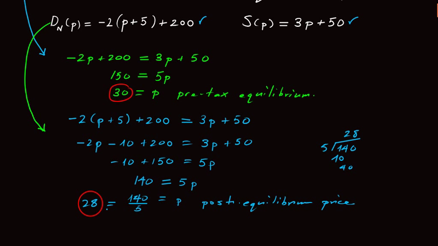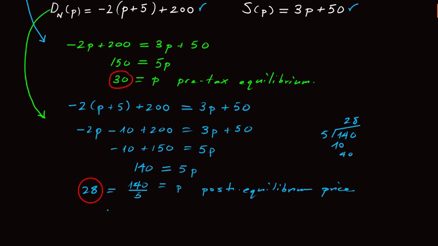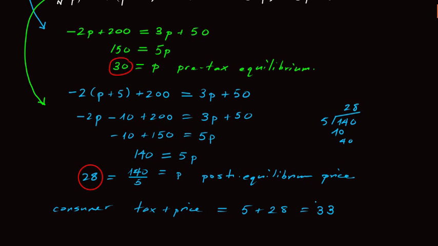Now that's the nominal price. Now of course the consumer is actually paying $5 more than that. So the price for the consumer, the tax plus the price, is equal to 5 plus 28, which is equal to 33. So really, what the consumer has seen is that the price has come down by $2 because of this tax, but he's paying $3 more than he would have before. So the consumer is actually paying just $3 more.